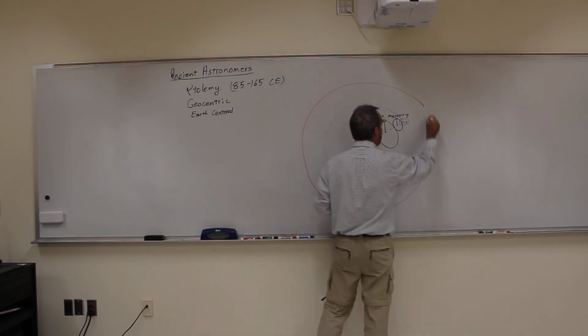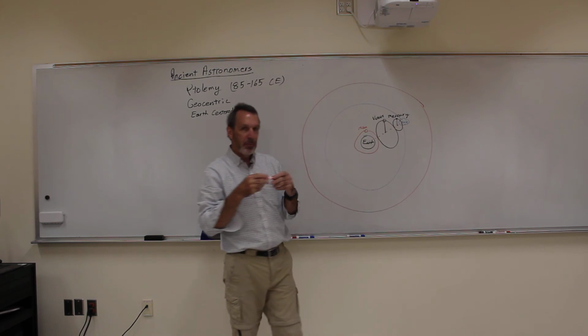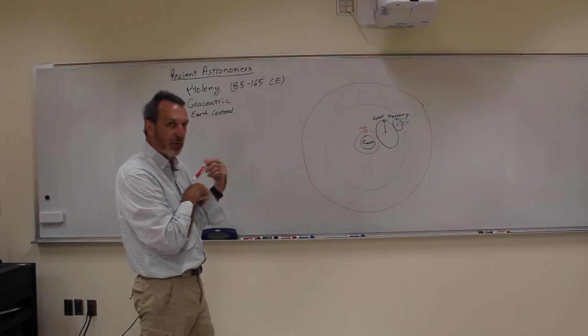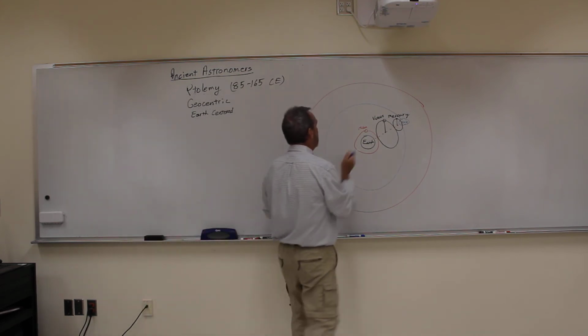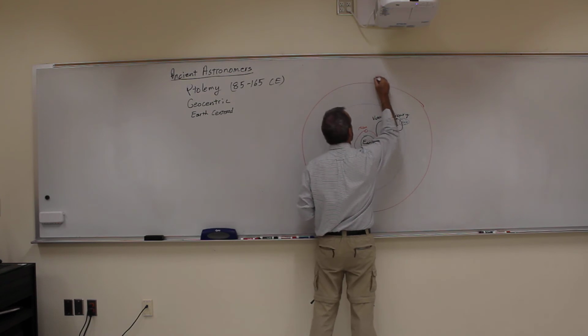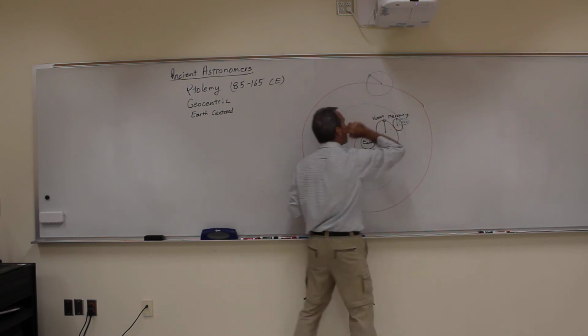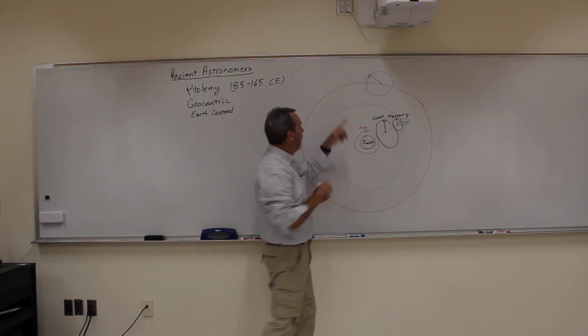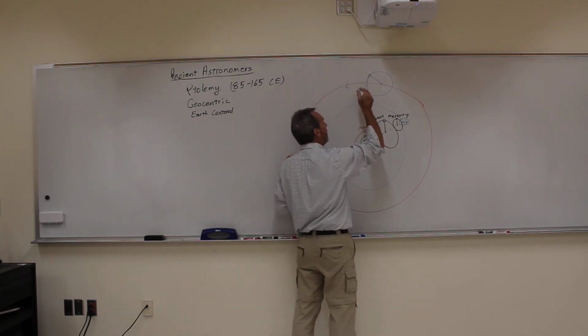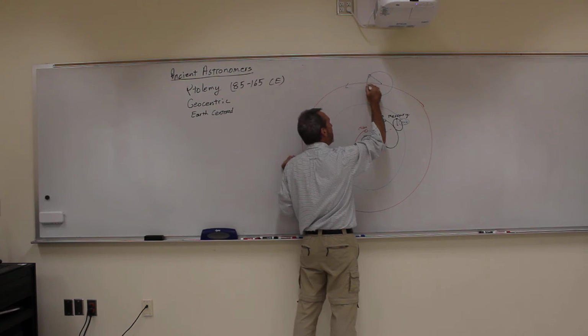And then planets beyond the sun, like Mars, is out here. But he couldn't just put Mars on a circle because it had to do this retrograde motion. So what he did with Mars is he said, oh, here's Mars. Mars is going to be on a circle on a circle. And so the whole circle is spinning. This is called the deferent. This is called an epicycle.